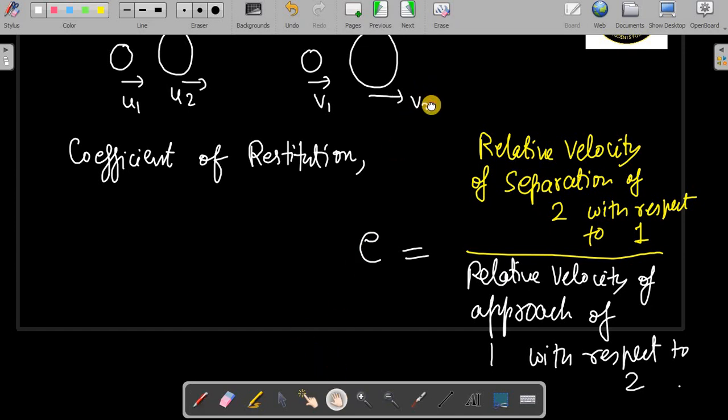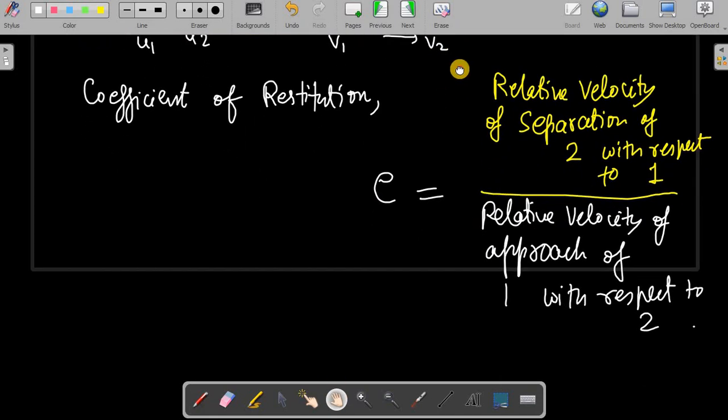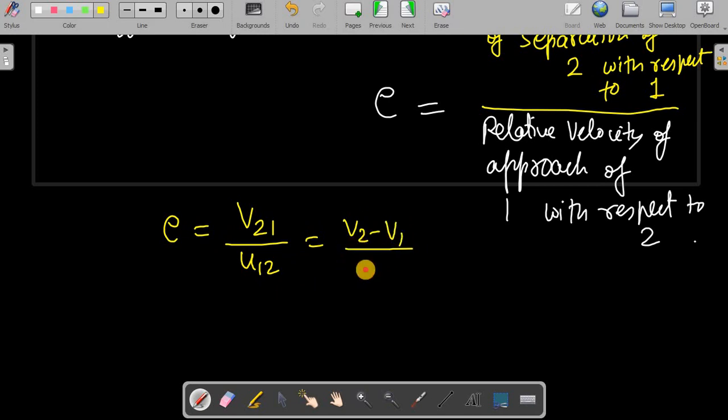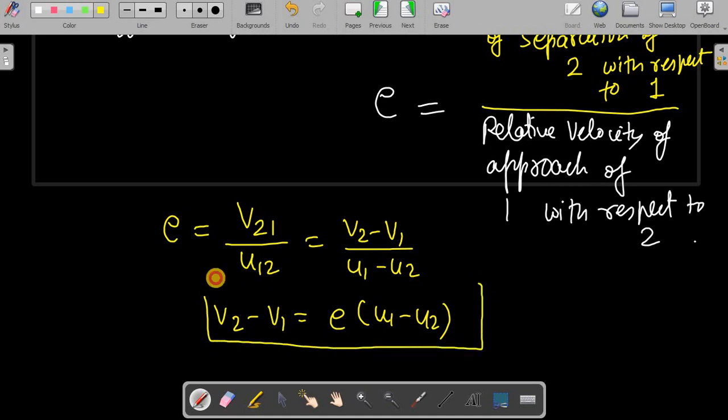Okay, so now if you define this E, I can say that E is nothing but V21 by U12, that's the relative velocity, and from here you get V2 minus V1 by U1 minus U2. Now you can write this V2 minus V1 as E times U1 minus U2, and you can make this equation number 2.